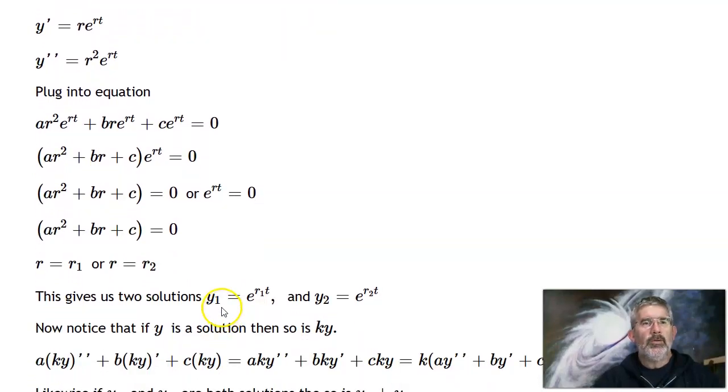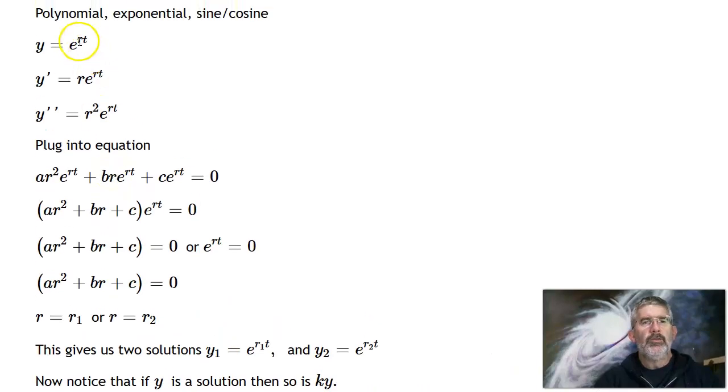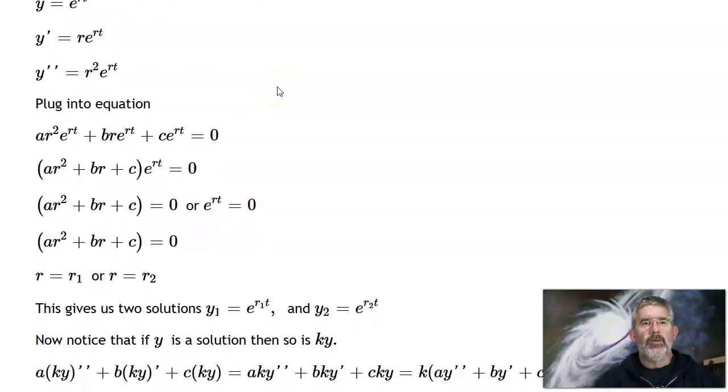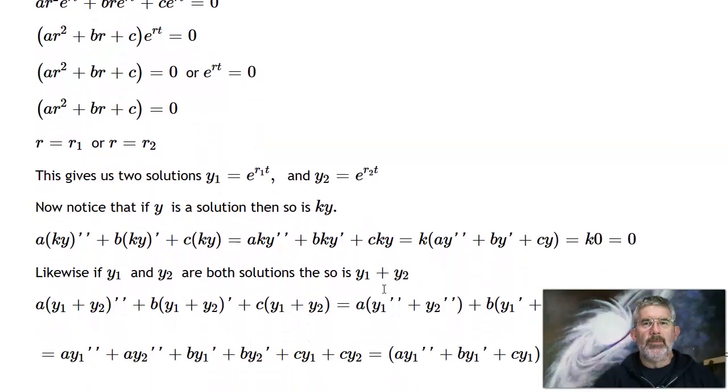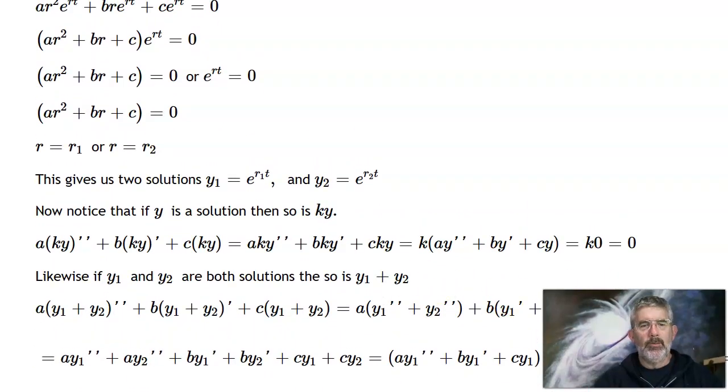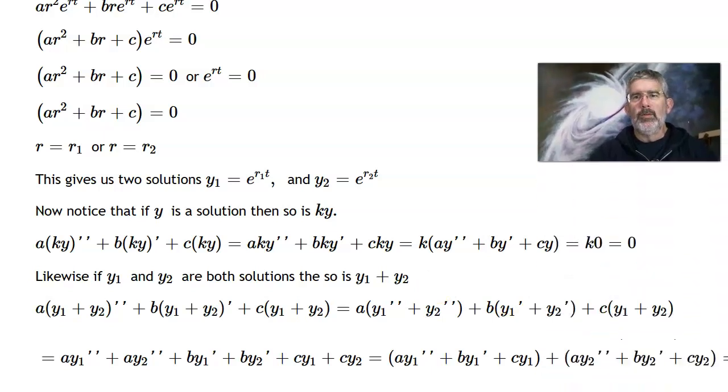And so, remember, I was looking for values of r that would make e to the rt a solution to this differential equation. And so I've got two solutions, e to the r1 t and e to the r2 t. Okay. Now, I want to slide up here. I'm going to move my face so that I'm out of the way. There we go.